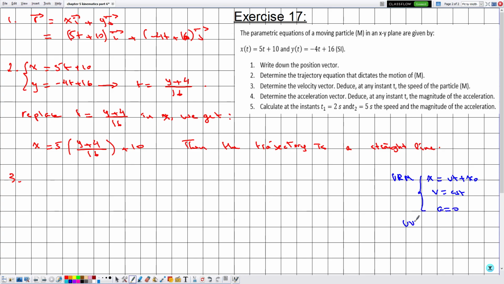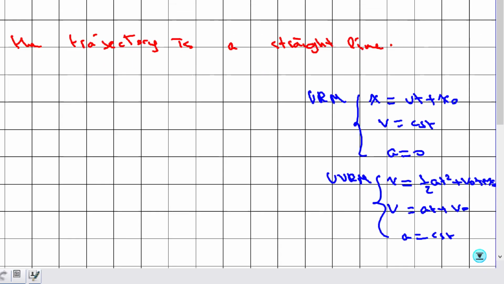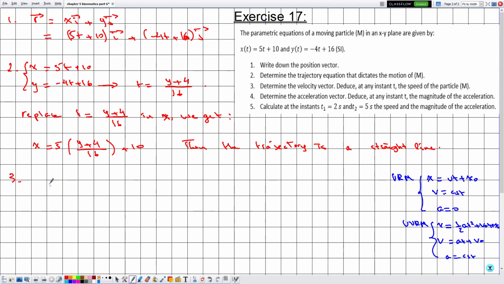As for UVRM, it's given by x equal to half at squared plus v0t plus x0. V is equal to at plus v0, and the acceleration is equal to a constant. And here we always have an additional equation, which is given by vf squared minus vi squared equal to 2ad. Now let's study first the motion along the x-axis.